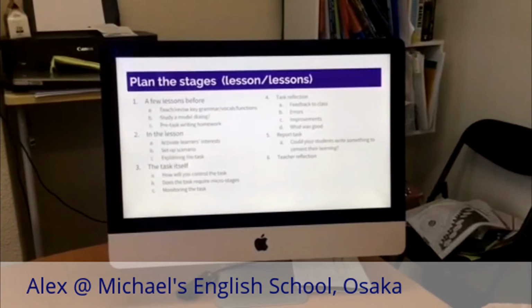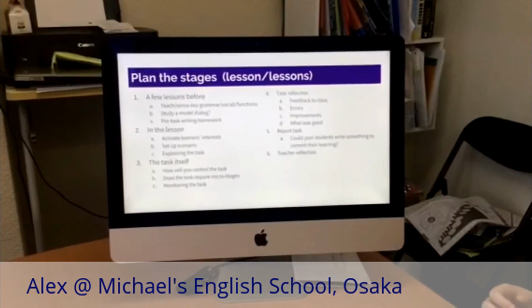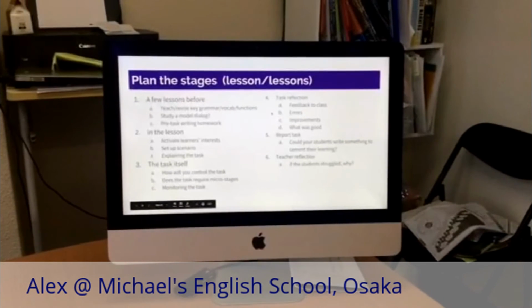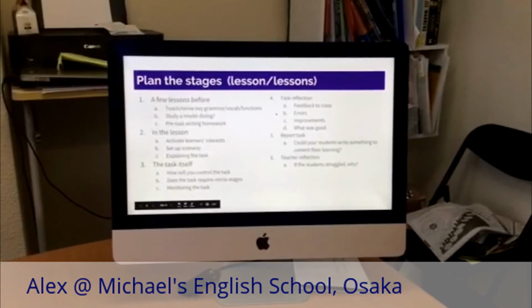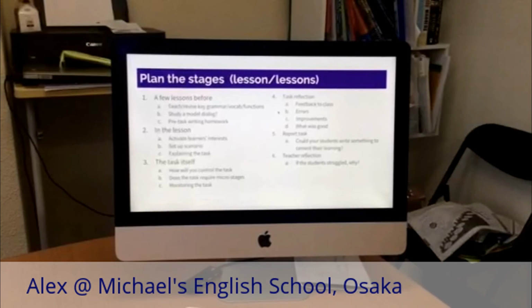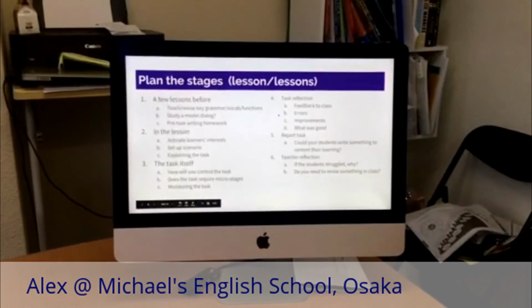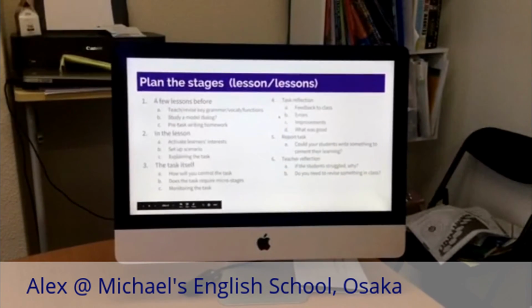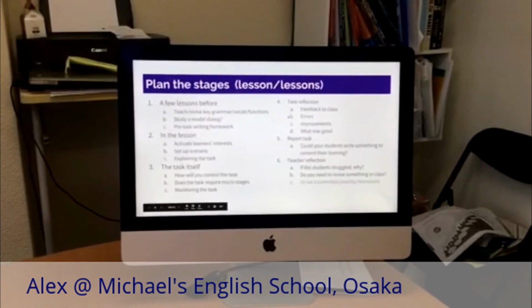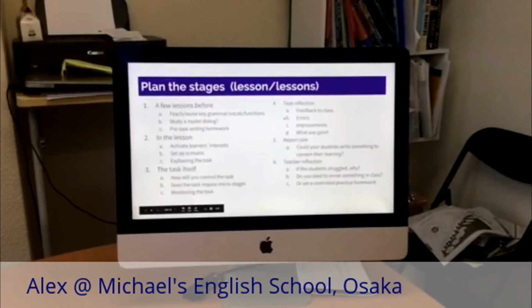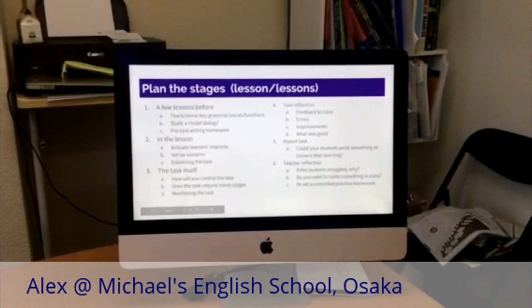And then another really important stage is teacher reflection. If your students struggle with this task, why did they struggle? Do you need to revise something in class? Or do you need to set them a controlled practice homework so that they can improve their accuracy?